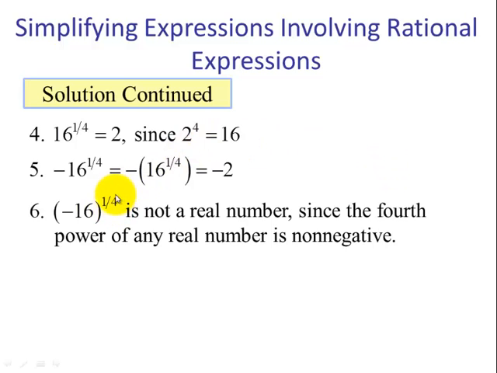N is even, and we can't take a number, raise it to the 4th power, and get a negative number, because a positive times a positive is positive, and a positive number raised to an even power is always positive. So it's not a real number. Let's verify these three using the graphing calculator.